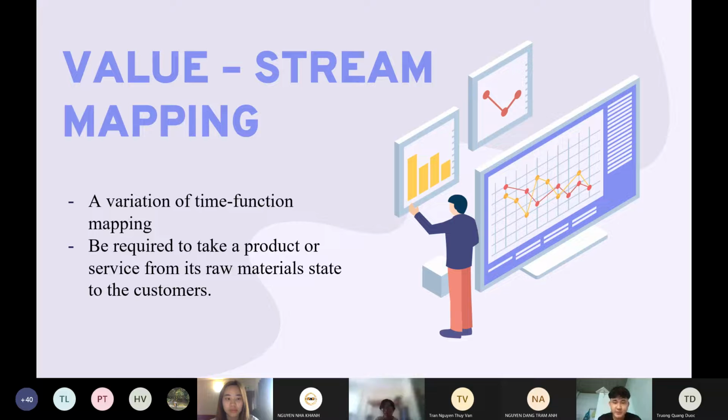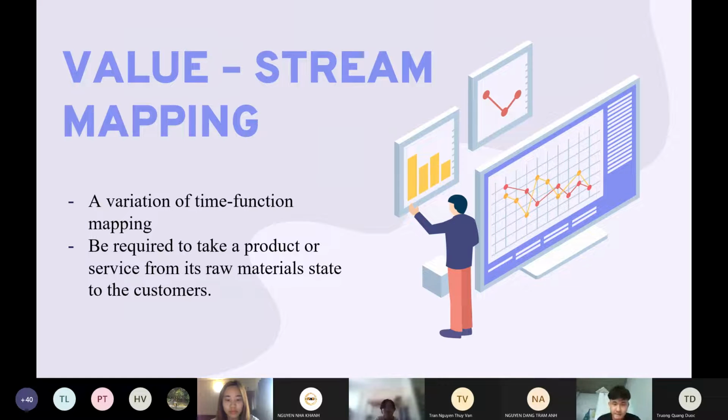The next one is value stream mapping, a variation of time function mapping. This is the VSM. However, value stream mapping takes an expanded look at where value is added and not added in the entire production process, including the supply chain. As with time function mapping, the mapping extends the analysis back to the suppliers.